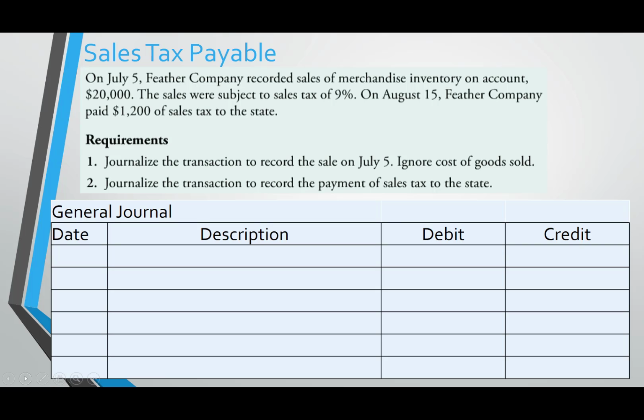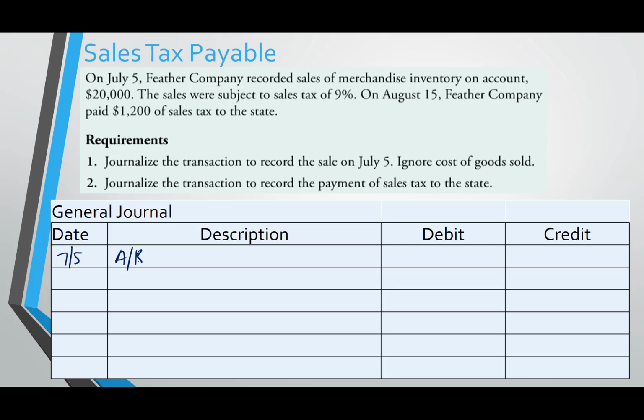Journalize the transaction to record the sale on July 5th and ignore cost of goods sold, and then also journalize a transaction to record the payment of sales tax to the state. Okay, so on the first one, we'll do 7/5 here, July 5th. We have to record the sale of merchandise inventory on account. So in this particular case, we're going to debit accounts receivable.